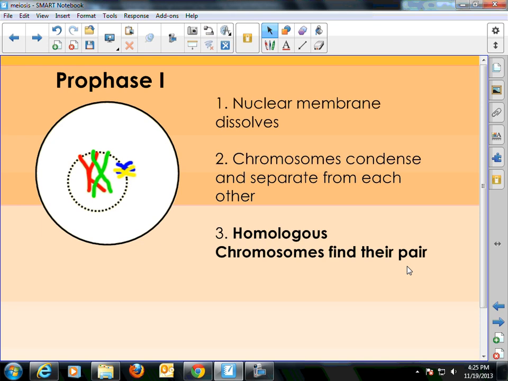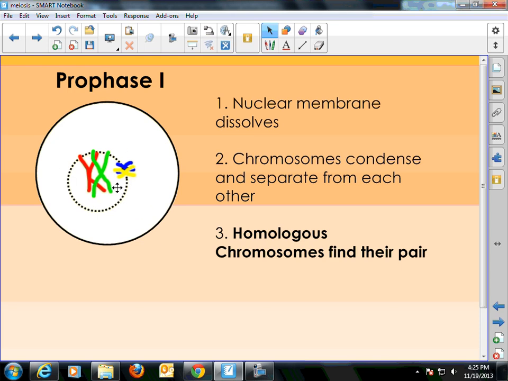Homologous chromosomes are going to find their partner. Those that are big, tall chromosomes, you're going to find the other big, tall chromosome. The little short ones are going to find the little short ones. The medium-sized ones with the goofy-looking tops are going to find the medium-sized one with the goofy-looking tops. They're going to find their partner that is roughly their same size and shape.